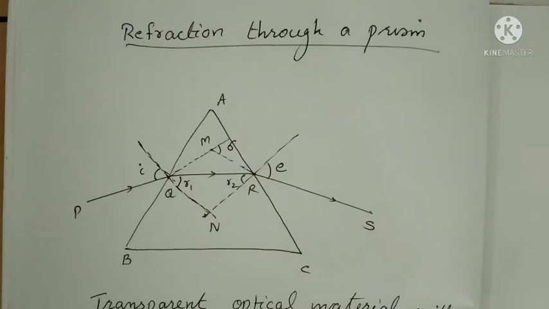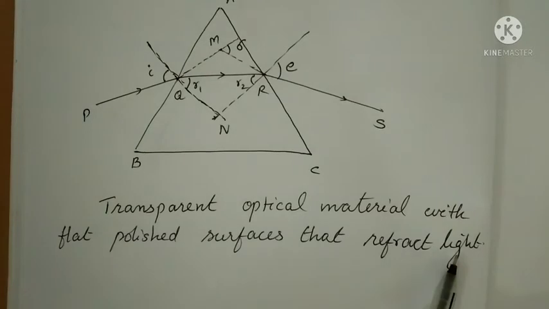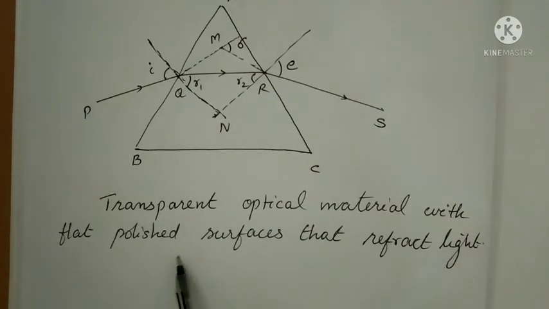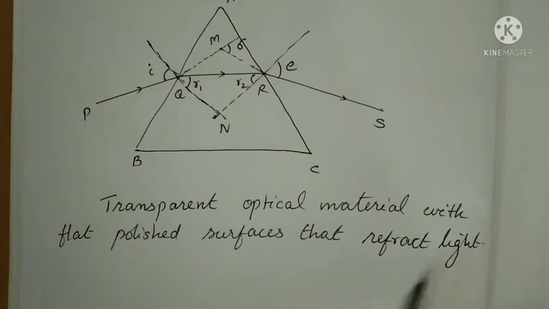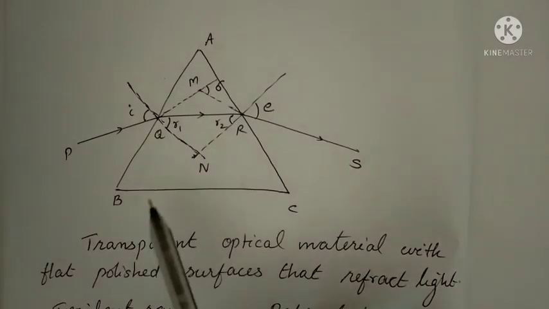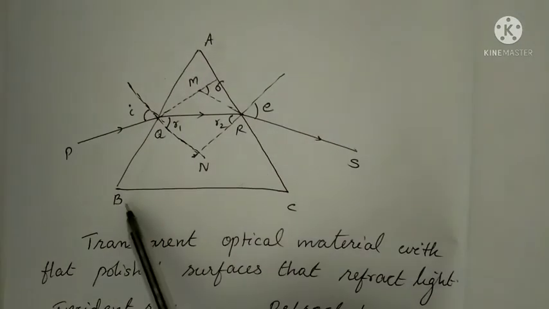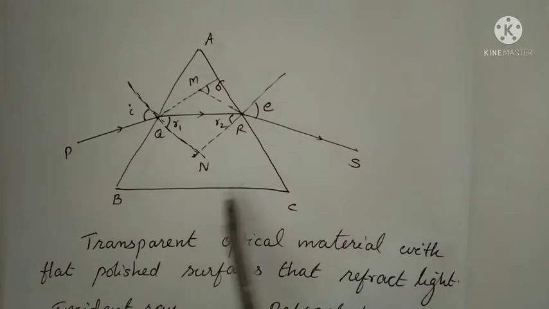So generally we use glass prisms, which refract the light. In another way we can say a prism is a transparent optical material with flat polished surfaces that refract light. And this is the principal section of the prism, and it is noted as ABC.